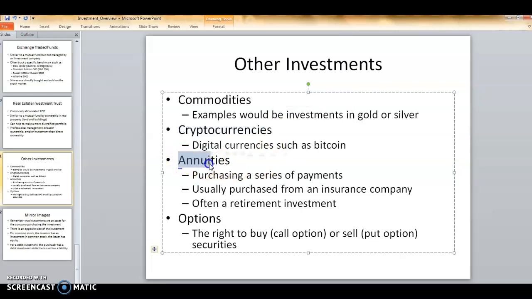Annuities. Annuities basically means that you're purchasing a series of payments. It's usually making that purchase from an insurance company, and it's often part of a retirement investment. Options. Some people want to invest in a fairly risky type of investment known as an option. The option can be the right to buy, which is called a call option, or the right to sell, which is called a put option, a specific security.